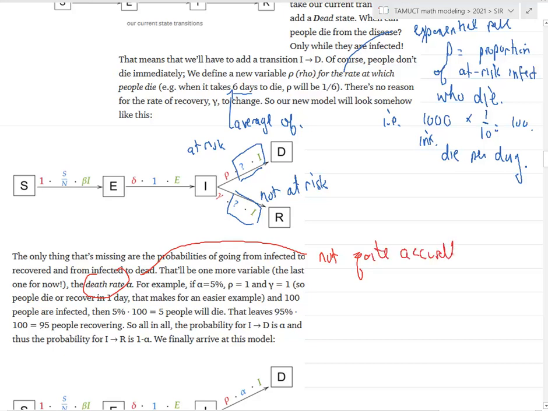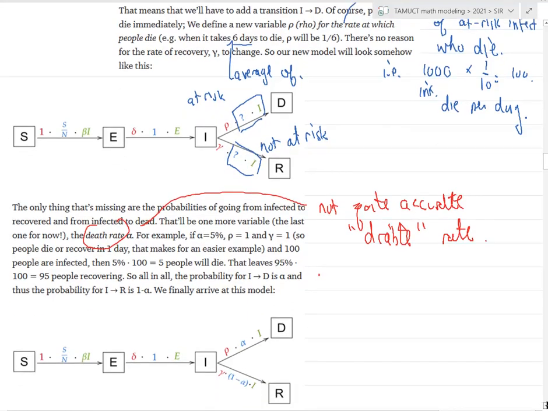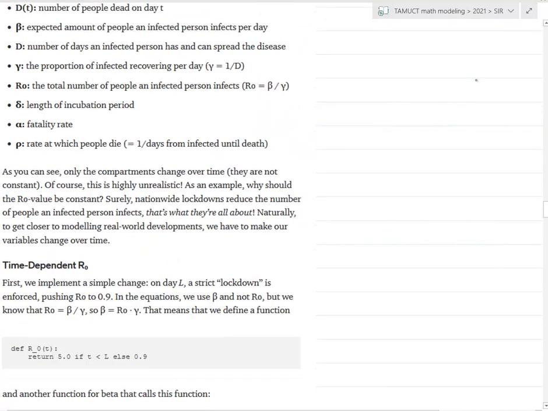I'll call it the at-risk rate. And as I said, it's the proportion of people who are infected who are at risk of dying. And then you have this average survival rate of those who are at risk of dying. Right? So that makes a complete model here. Whoops, sorry, let's go back.